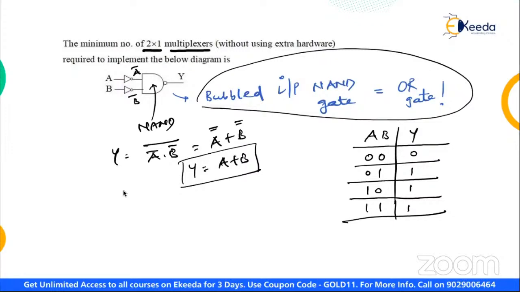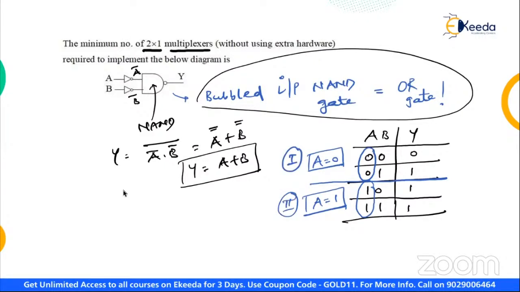Now, what you do is very simple. Make two parts of it. You can observe very well: A is equal to 0 for the first two cases, and A is equal to 1 for the last two cases. So I can commonly say that for the above two cases, A is equal to 0, and for the last two cases, A is equal to 1. Now try to get the output Y in terms of B for the first case and the second case. A equal to 0 is the first case. A equal to 1 is the second case.